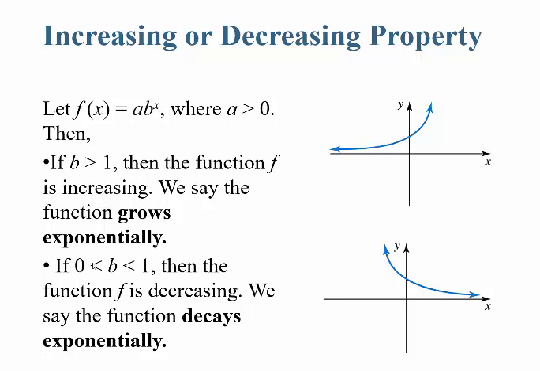Now, if b is some number between 0 and 1, like 1/2, the function is decreasing, and we say the function decays exponentially. So the graph will look like this. It's kind of like the flip of this. It'll be high for negative values and then whoop, get low this way, like so.